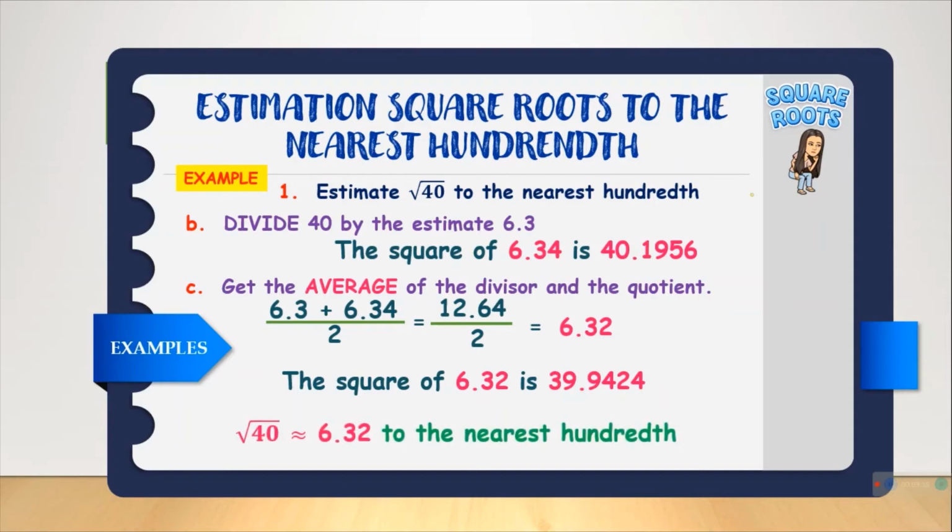So, meaning, square root of 40 is similar to 6.32. Ibig sabihin yan, hindi sila equal. Parang malapit na, almost, to the nearest hundredth number.